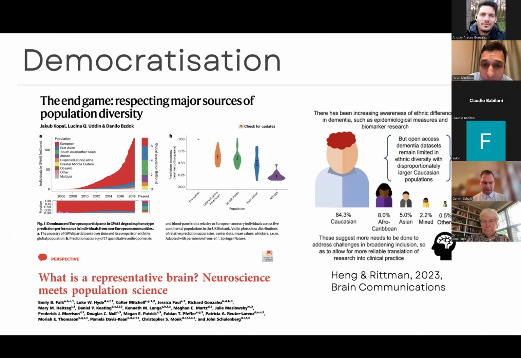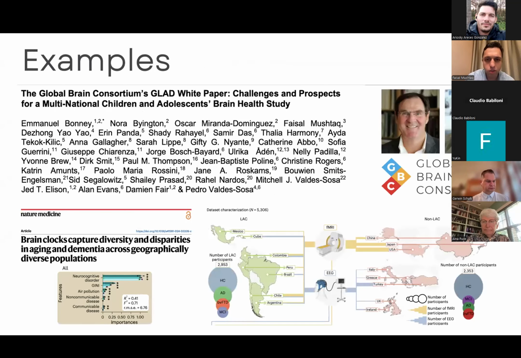And on panel B, you see the predictive accuracy. Basically what it shows is that if you don't have much data on a particular population, then your predictions are not so good. If we really want a representative neuroscience, then we need to do much more in terms of collecting data that is representative of the global population. And that is definitely one of the goals of the Global Brain Consortium.